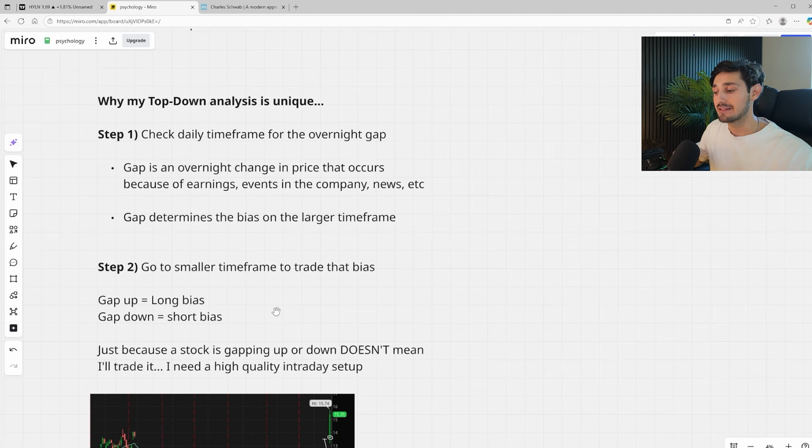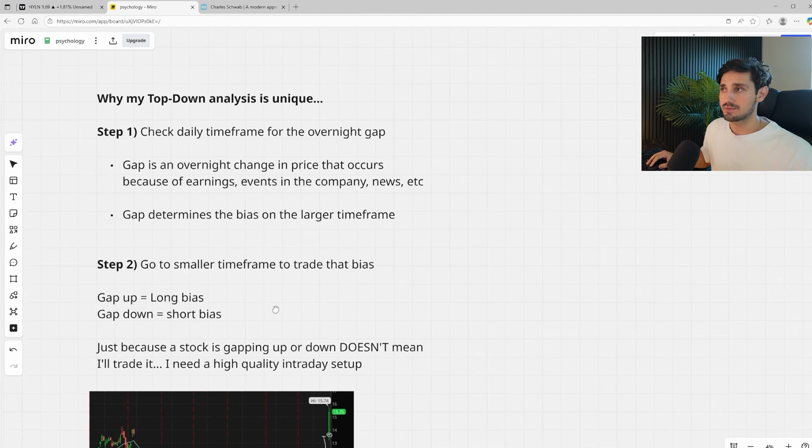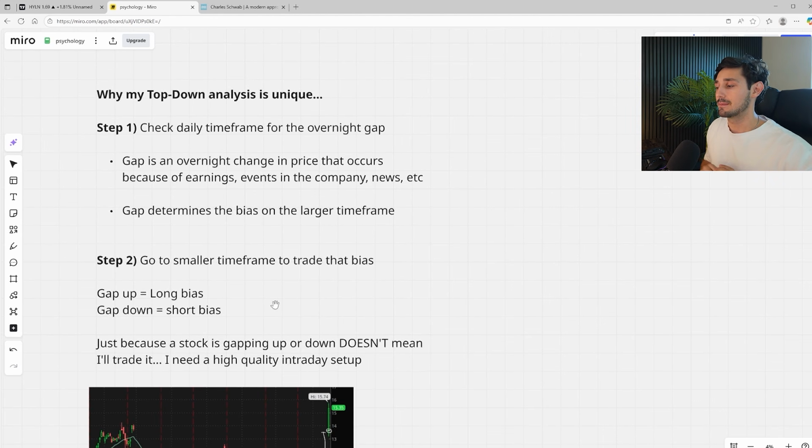Now, if it's a gap down, meaning it's an overnight change in price to the downside, my bias, I would say 95% of the time, is to go short. I want to trade in the direction of the gap. Now, there are some exceptions to this rule where I'll actually fade the gap. However, those types of trades don't happen every single day. So I'm not going to talk about the exception. I'm just going to talk about the rule. 95% of the time, I am going in the direction of the gap.